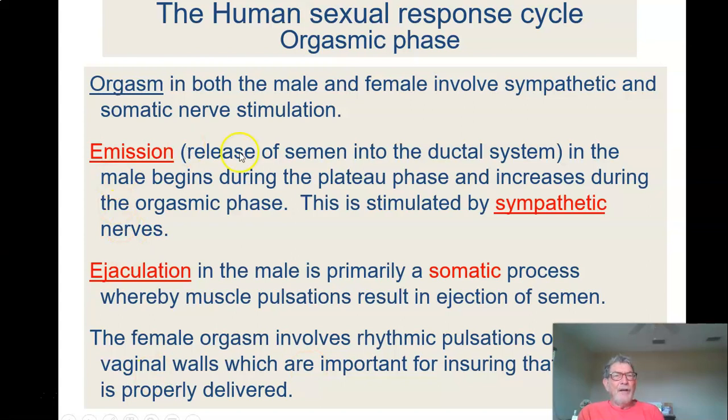The emission phase, that's what it's called when you release the semen into the ductal system. That's sympathetic. Ejaculation, somatic. Remember, parasympathetic is the erection. Sympathetic is emission, and somatic is the ejaculation process.